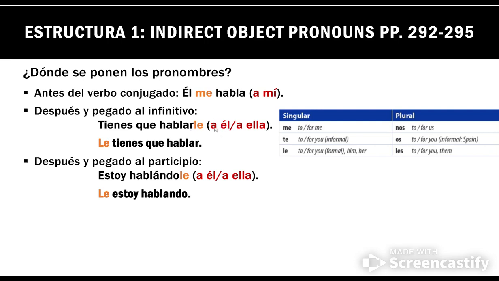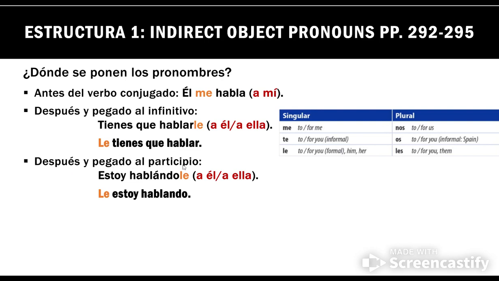Now, is it you have to talk to him or to her? We don't know, right? But they both have the same indirect object pronoun. Tienes que hablarle. And now, if it needs to be clarified to whom, you can say, tienes que hablarle a él, o a Carlos, a Rosa, you will have to include that indirect object. Le tienes que hablar. Le tienes que hablar.